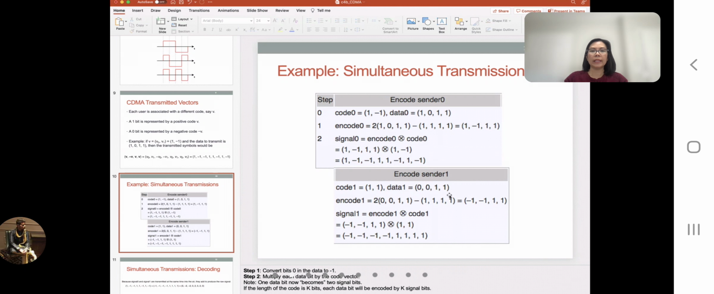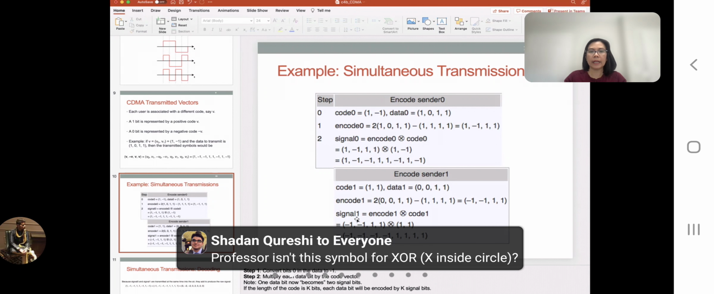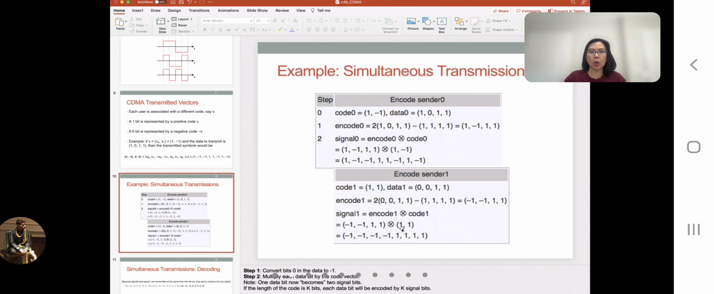Okay, now let's do the same thing for sender 1. So again, the first step is to convert 0 to -1, right? So we have -1, -1, 1 and 1, okay? And then we take the converted data, multiply each bit with the code, right? So -1 multiplied by this, -1, -1, and 1 multiplied by 1, 1. We have 1, 1 and 1, 1, all right?